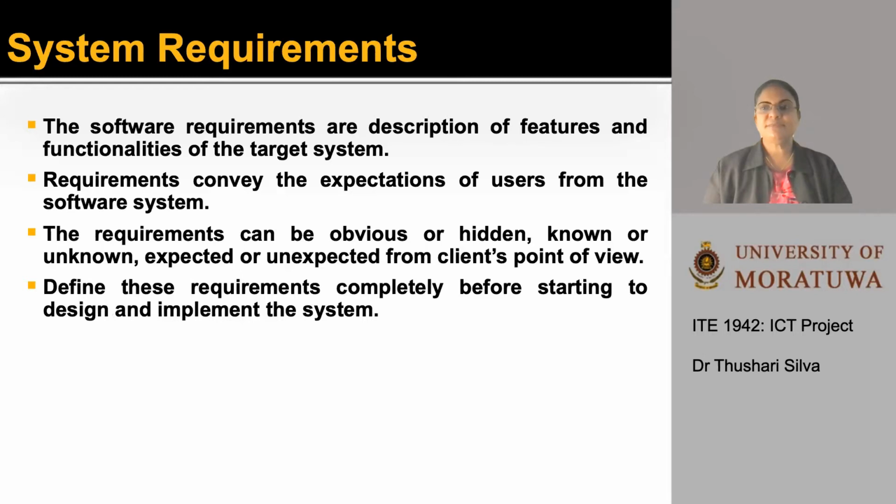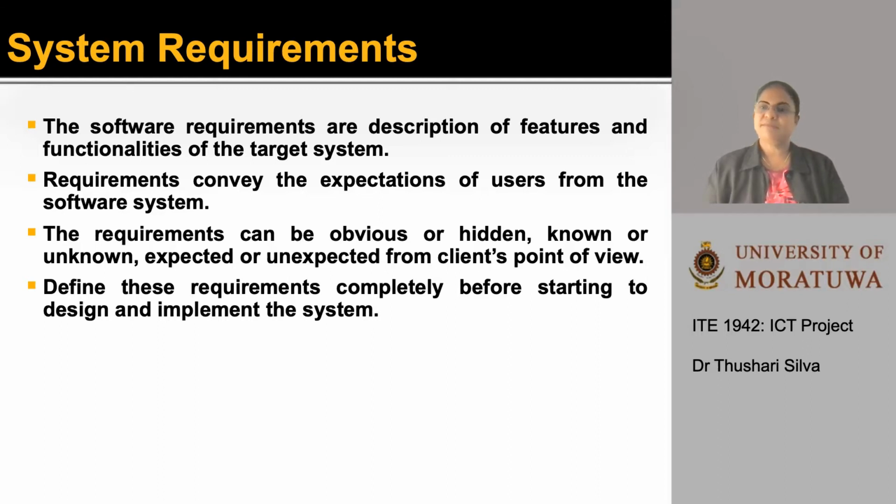First, we learn about system requirements. System requirements, which we also call software system requirements, are descriptions of the features and functionalities of the target system. The target system is the system that you are going to build. When you know what you are going to do and what your system does, it's easy to determine the components or functionalities in your system. These system requirements convey the expectations of users from the software system. So the system tells you, this is what users want me to do.